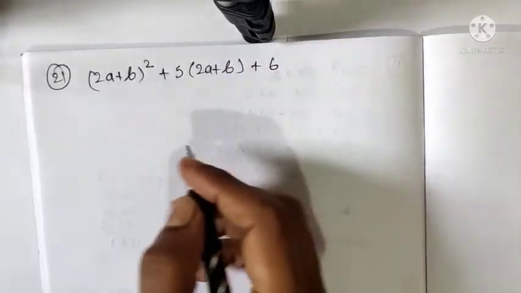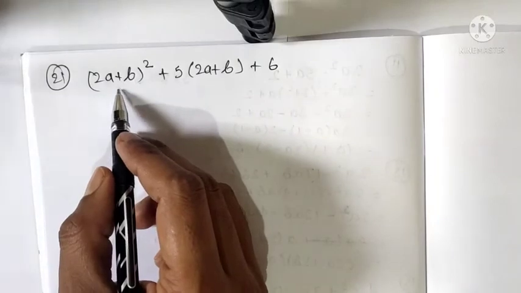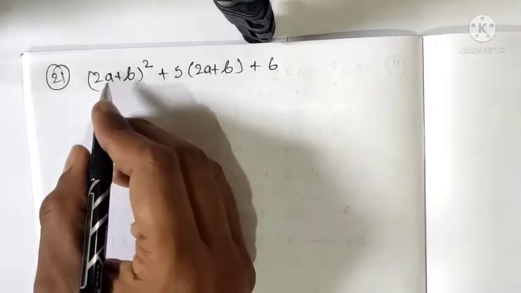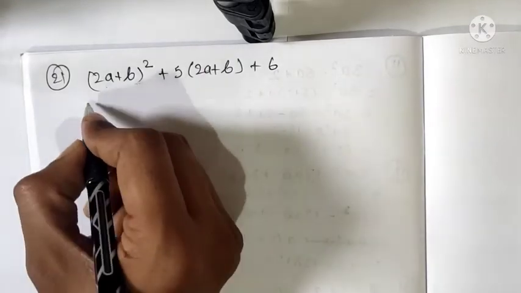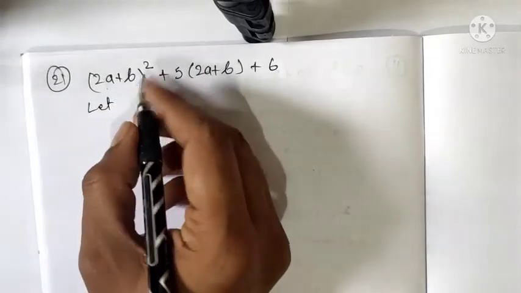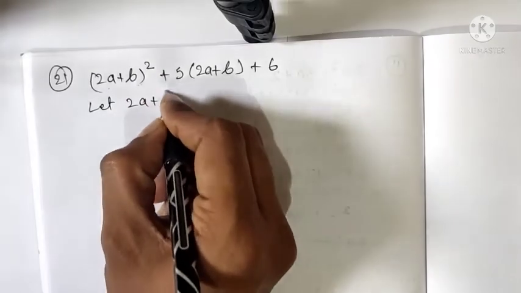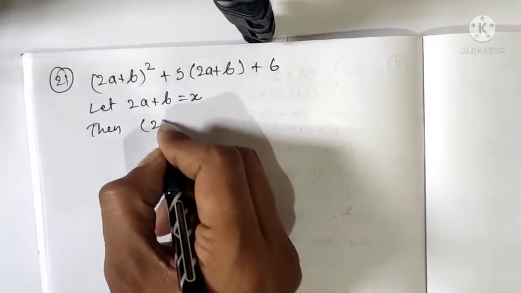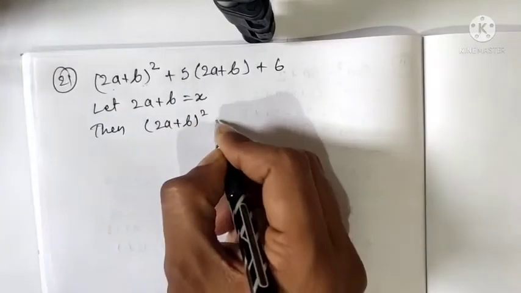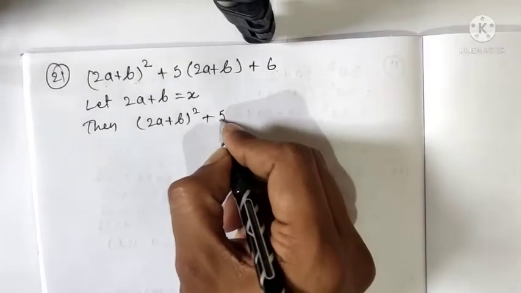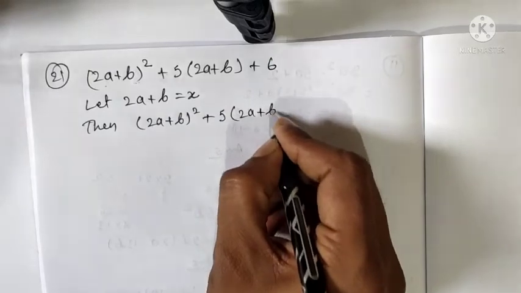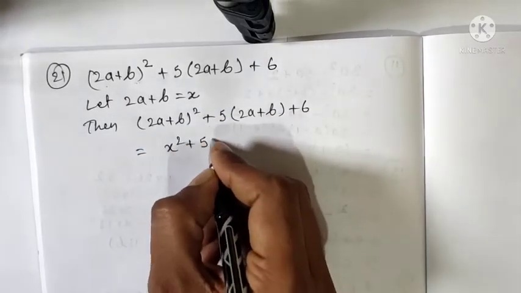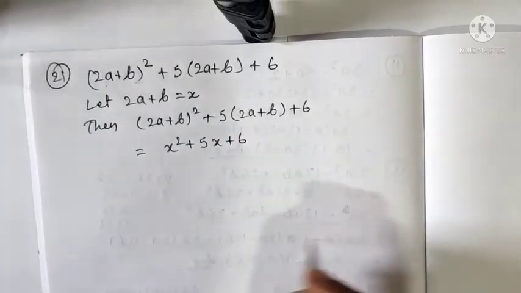Now look at this, 2a plus b appears 2 times here, right? 2a plus b here and here. That is why we are going to replace it by another variable. So let us consider that 2a plus b is equal to x. That implies 2a plus b whole square plus 5 into 2a plus b plus 6 will be equal to x square plus 5x plus 6.